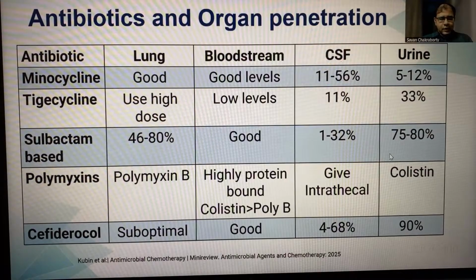Polymyxin B is okay for the lung and for the bloodstream. Colistin might be a little better than polymyxin B. For CSF, colistin and polymyxin B are not actually good; you have to give them intrathecal or intraventricular. And in urine, colistin has good penetration. Okay.